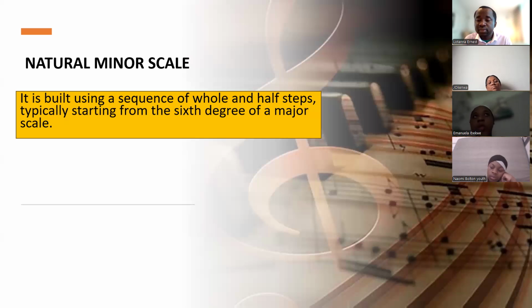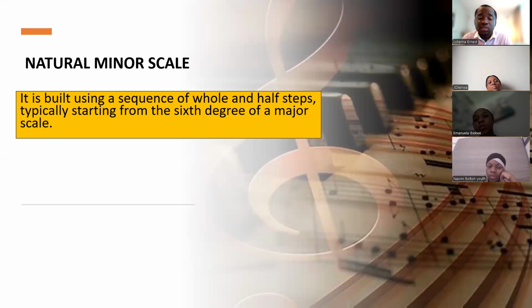We were taught that if you pick a specific major key, how to identify its relative minor key. I think you have to go back around. I'm not quite sure how many steps you have to go back, but there's a specific amount of steps you go back from that major key to get the minor key of it.